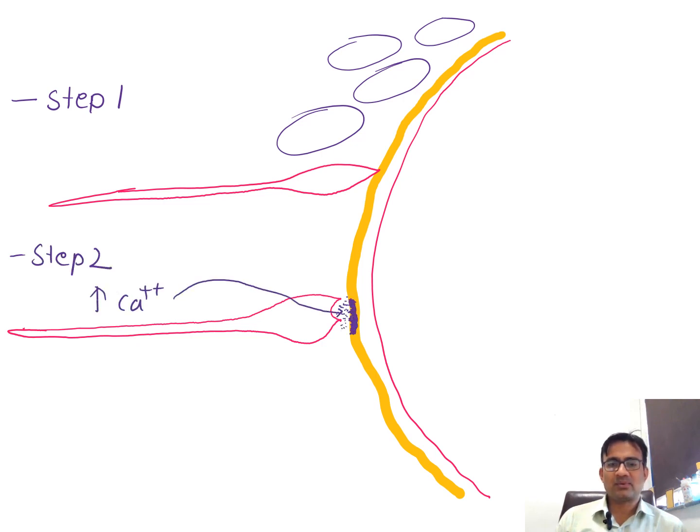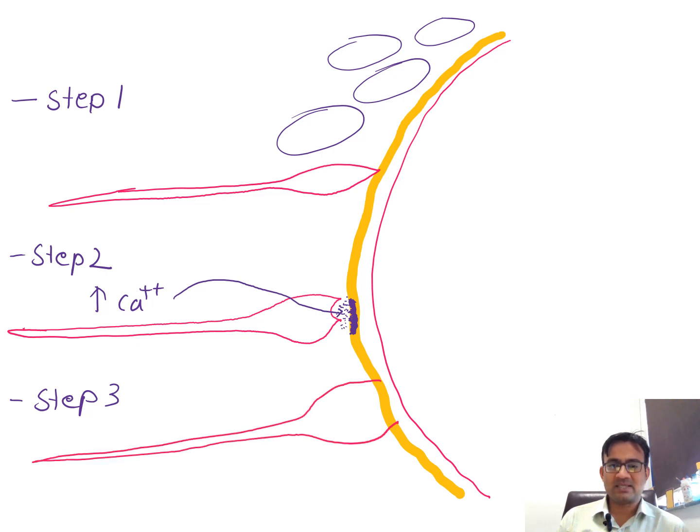Now in step 2, the acrosomal reaction: the calcium level is going to increase inside the sperm. This calcium level will cause release of various enzymes which were present in the acrosome, and these enzymes are going to cause dissolution of the zona pellucida. So this is the dissolution of that particular membrane, the zona pellucida.